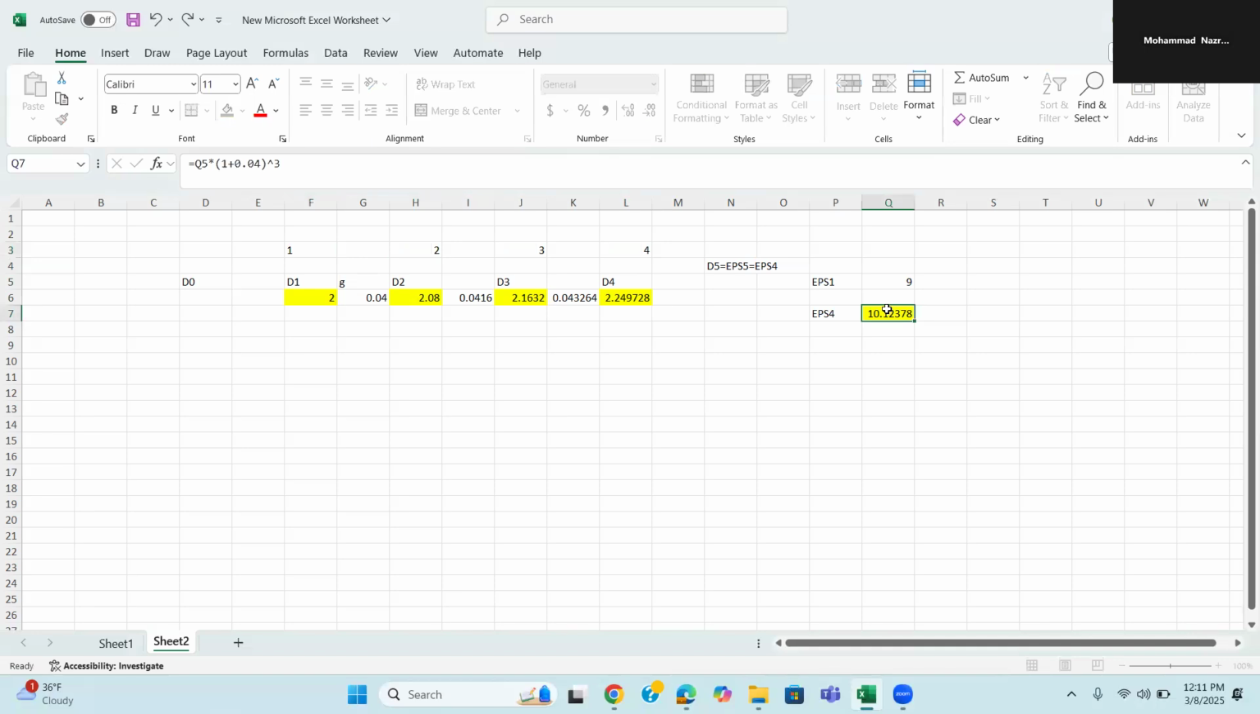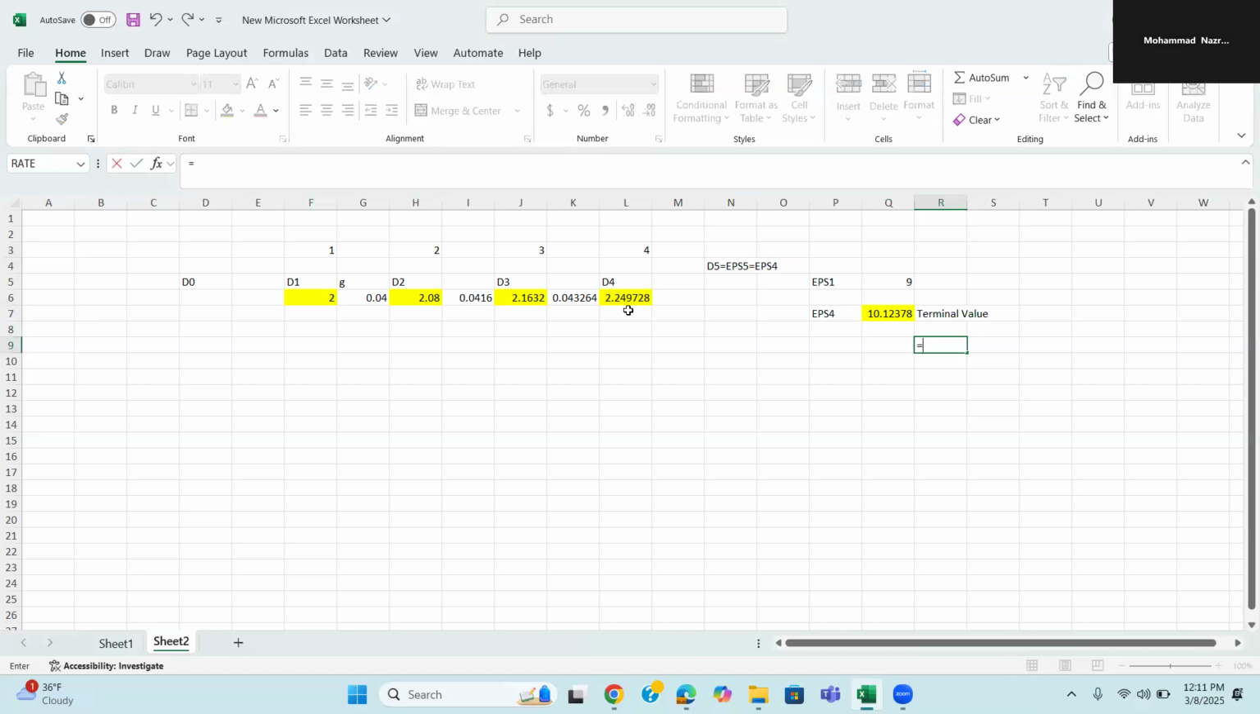Okay. So this 4 is actually my terminal value. I can say it as a terminal value, right? So this is my EPS 4, right? So now I have to discount it to get my EPS, right?